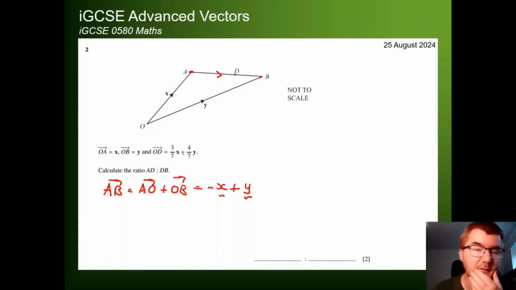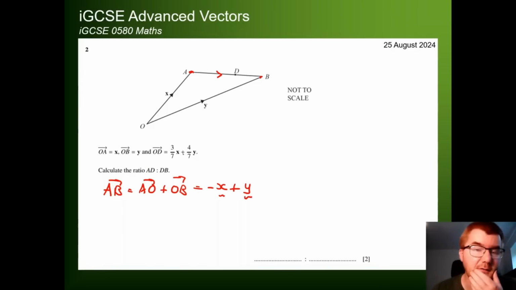So let's just give that a number. Let's just call it K. So K lots of AB. We don't know how long we need to go along the line. That's what we're trying to work out here. So we have O to A, that's equal to just the vector X plus K lots of what we just worked out, which is minus X plus Y.